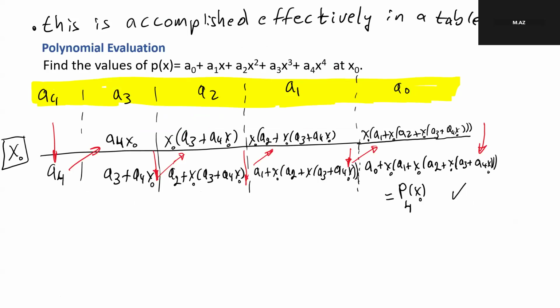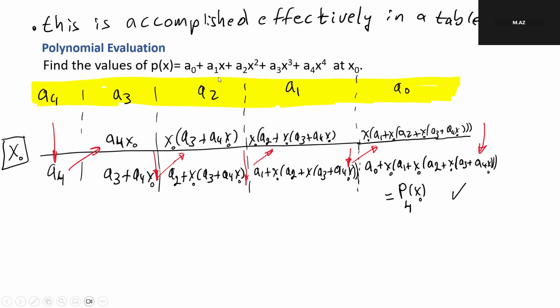For applying Horner's method to a polynomial function, first we have to write all the coefficients of the polynomial function from the highest to the lowest order. The highest order for this function is 4, and a sub 4 represents the coefficient for this order.